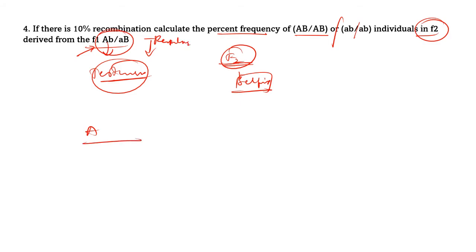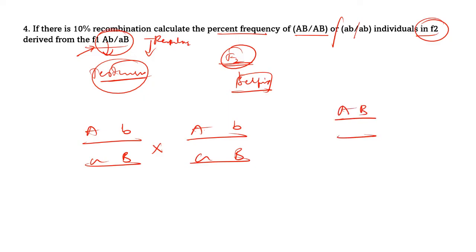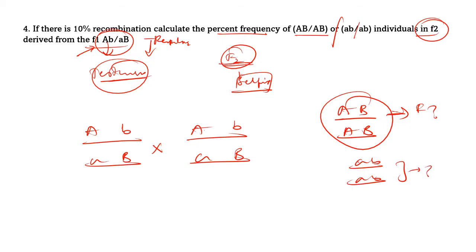That is capital A, small b with small a, capital B. This is again selfed with the same one, that is capital A, small b and small a, capital B. They are asking for the frequency of the combination capital A, capital B with capital A, capital B, or small a, small b with small a, small b. So what will be the frequency of it?